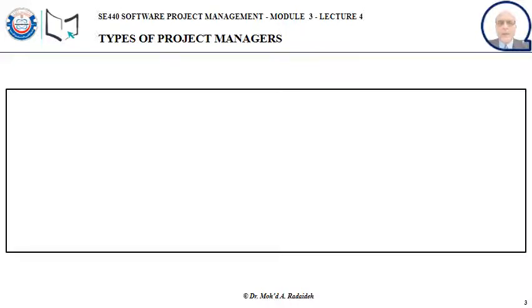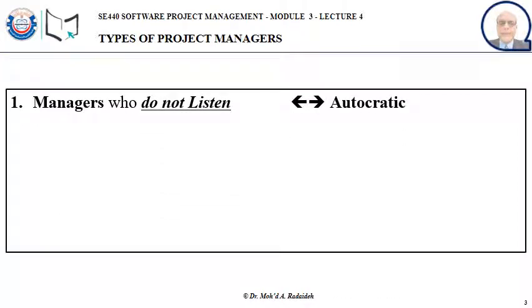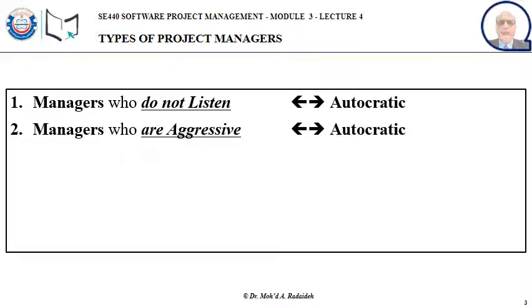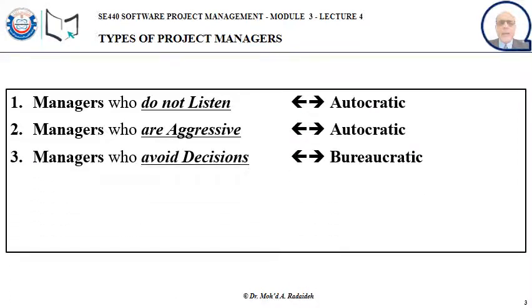This slide highlights the types of managers. The first type is what we refer to as those managers who won't listen. Very much this sort of manager can be referred to as autocratic. Second are those managers who are aggressive. Again, it's kind of autocratic managers. Third, managers who avoid decisions. Those who avoid decisions are very much bureaucratic, who go by the book.